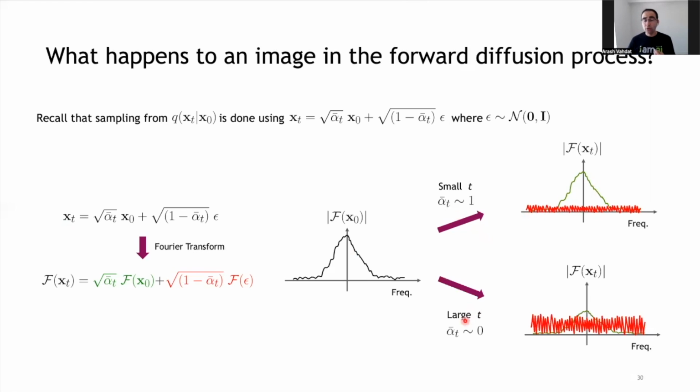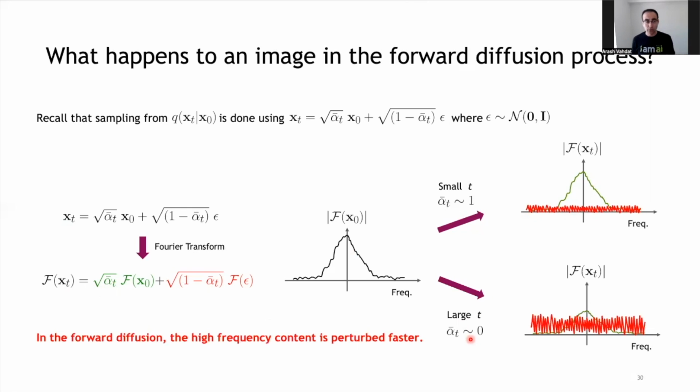And then for large t's, because alpha bar t, this coefficient here, is almost 0, what happens is that you now push down all the frequency content. So you also push down the low frequency response of the image, and you wash away all the frequency content of the image.